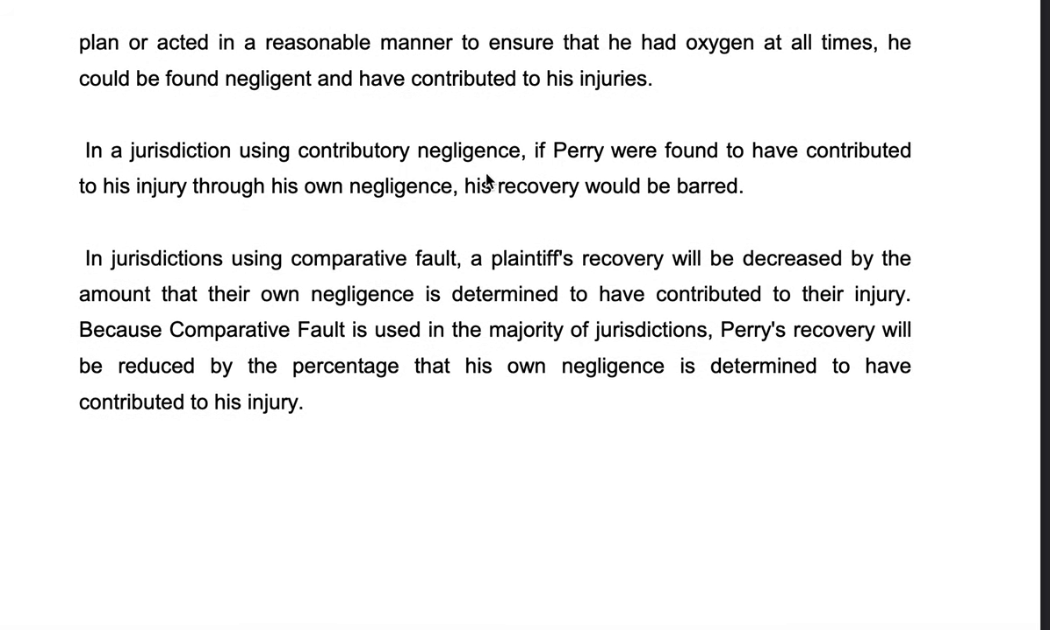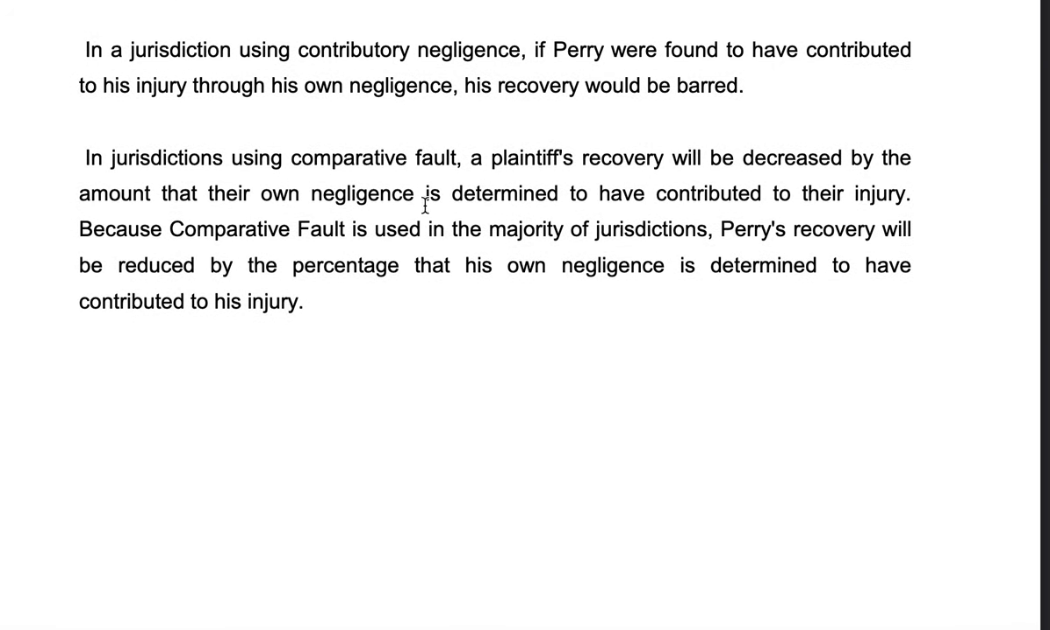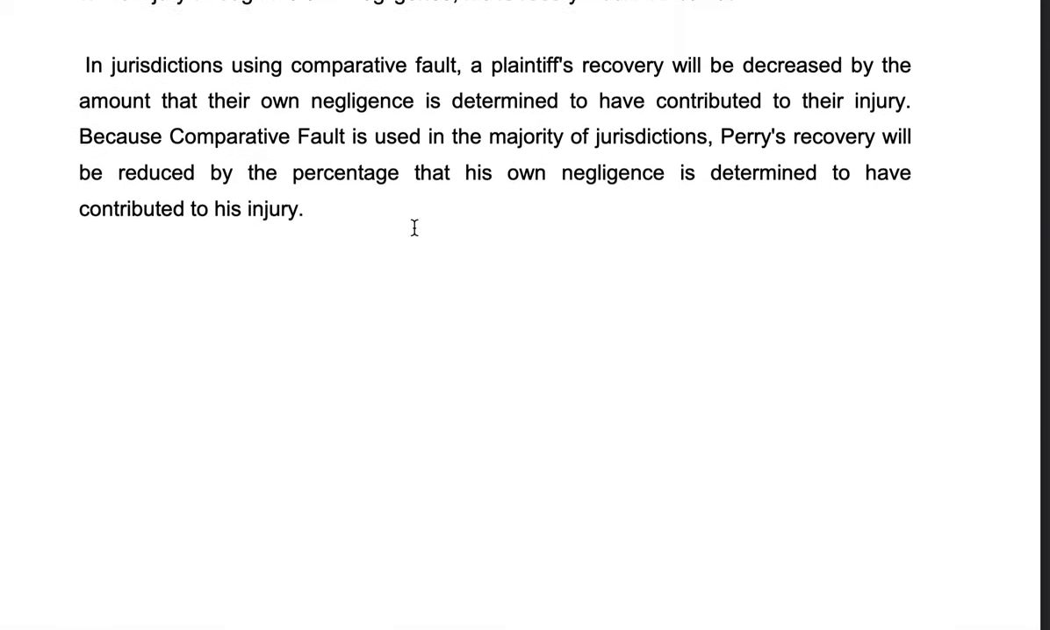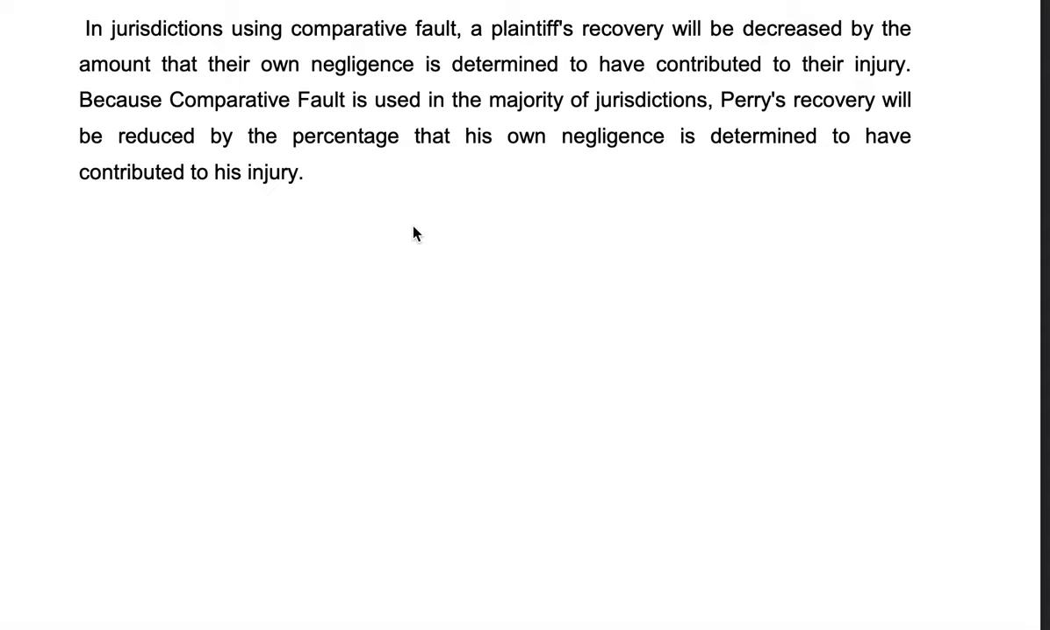In a jurisdiction using contributory negligence, if Perry were found to have contributed to his injury through his own negligence, his recovery could be barred. In jurisdictions using comparative fault, a plaintiff's recovery would be decreased by the amount of their own negligence determined to have contributed to their injury.